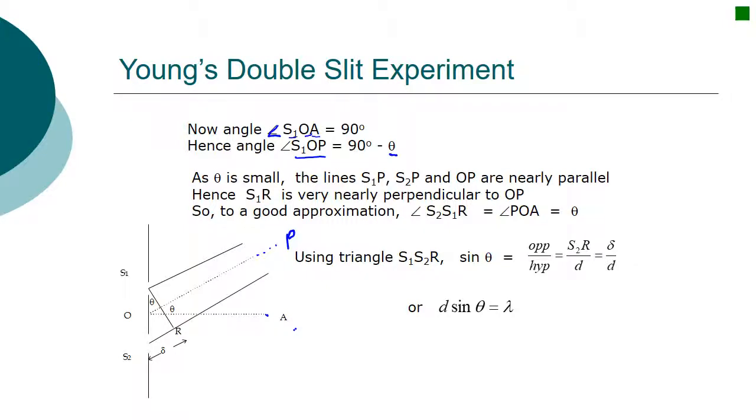Now, as theta is very, very small, and just for ease I'm going to rub that line out so we can see what we're talking about, the lines S1 to P and S2 to P are nearly parallel. We talked about that before, because L was so big, and because the d, or the distance between the slits, was small.